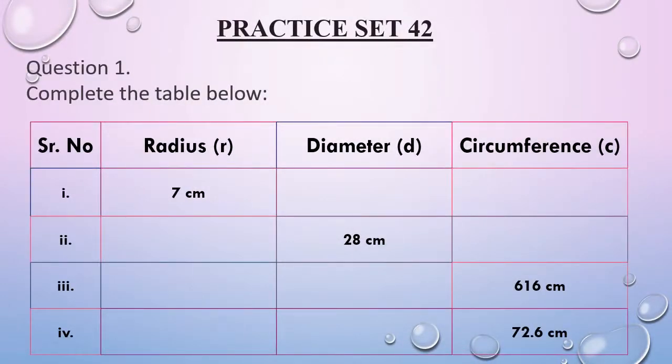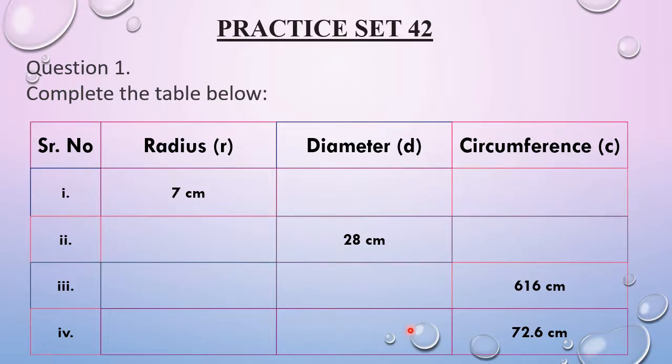Now we will discuss practice set 42. Question number 1 is complete the table below. Here one table is given. In this table you can see radius, diameter and circumference. Like these 3 columns are given. So in question 1 only radius is given. We have to find diameter and circumference.